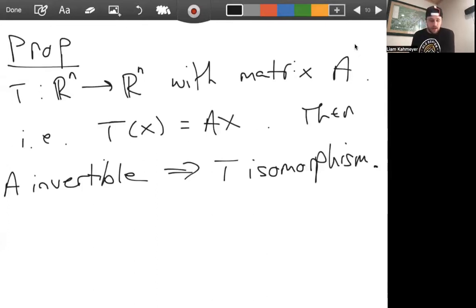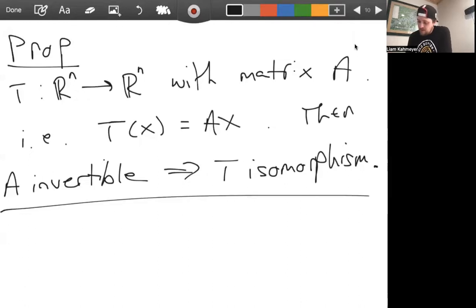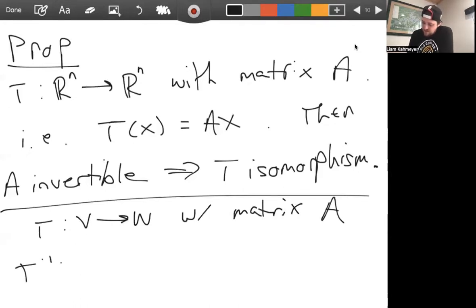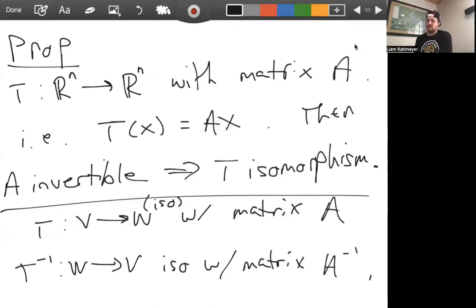Okay, and so really, if we have that A is invertible and then T is an isomorphism, what we can think about then is T is a map from V to W with matrix A. Well, then T inverse is an isomorphism, right? So T inverse from W to V is an isomorphism with matrix A inverse, right? And so if you want to find the matrix of the inverse, well, you just need to find the inverse matrix, right?